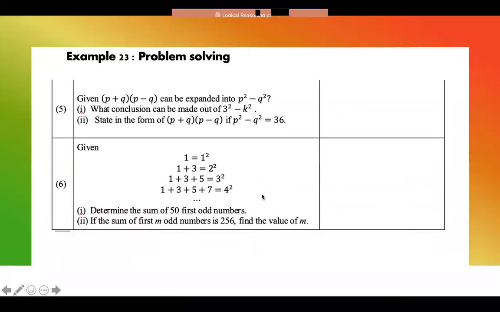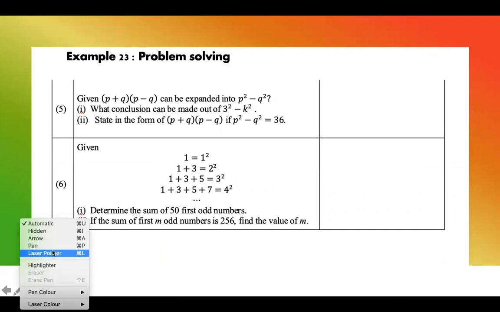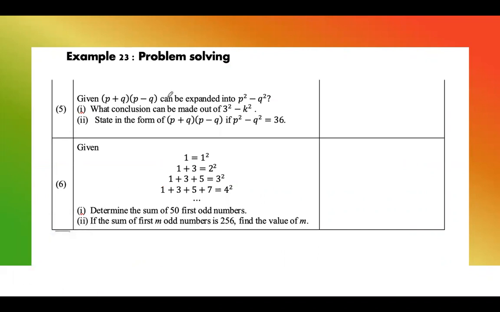Good. We continue with question number 5. Given that p plus q and p minus q can be expanded into p squared minus q squared, what conclusion can be made out of 3 squared minus k squared? This one is quite simple. 3 squared minus k squared is equivalent to 3 plus k, 3 minus k, right? So that is the conclusion.